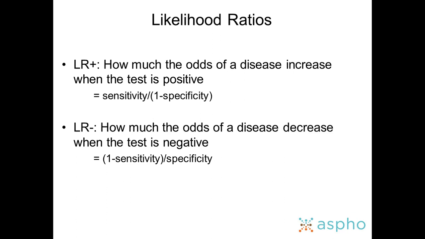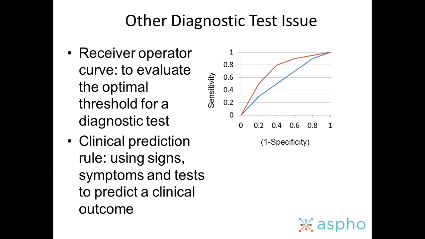How much the odds of a disease increase when the test is positive? Just memorize this formula, please. Sensitivity over 1 minus specificity. Likelihood ratio negative. How much the odds of a disease decrease when the test is negative? 1 minus sensitivity over specificity.